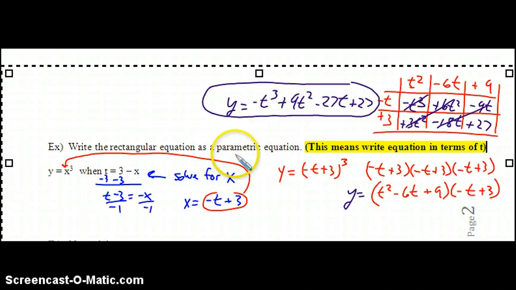So again, when you're trying to write it as a parametric equation, you're trying to get the third variable to come into the equation. And in this case, the way I had to do it was to eliminate the x's. And then make sure that your final answer is solved for y. So mine has y equal to something, so I know I'm good.